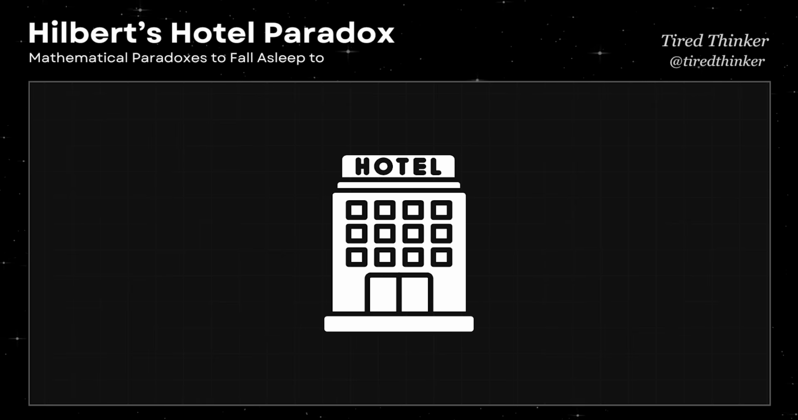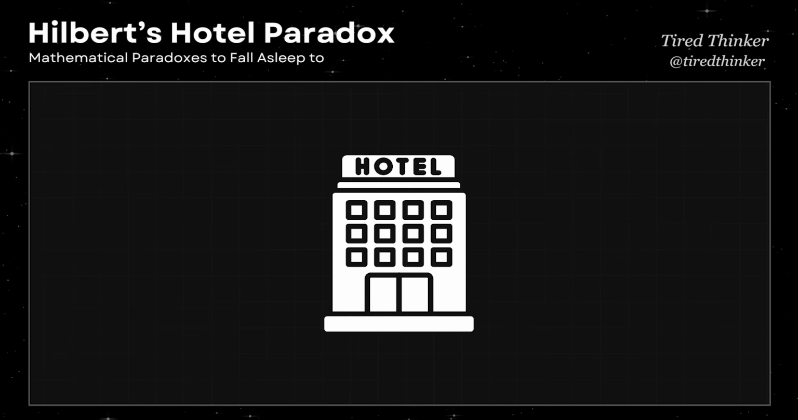A common mistake is assuming that infinity plus 1 is greater than infinity. In standard arithmetic, adding to a number makes it larger. But in an infinite set, adding a finite amount does not change the total size. The hotel remains just as full after adding a guest as it was before. This result seems strange, but follows logically from how infinite sets behave.